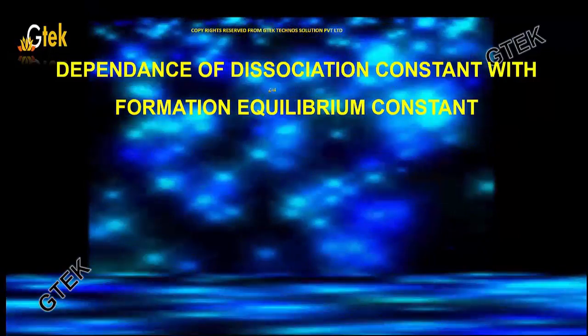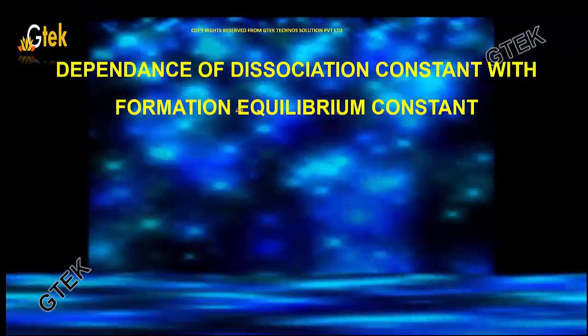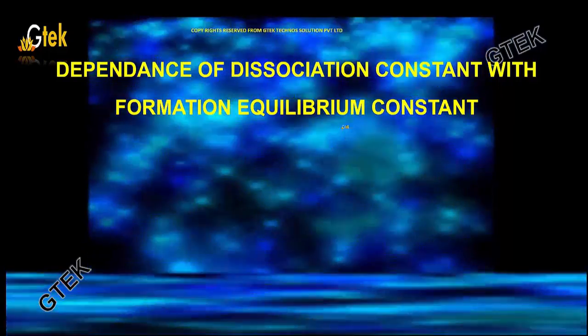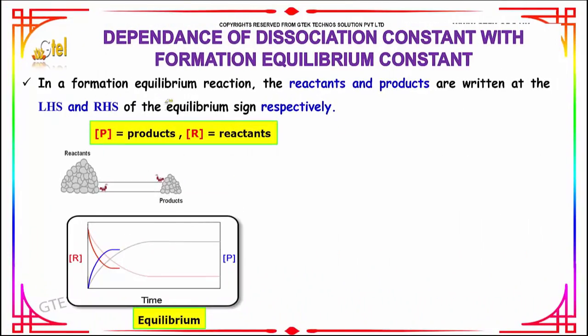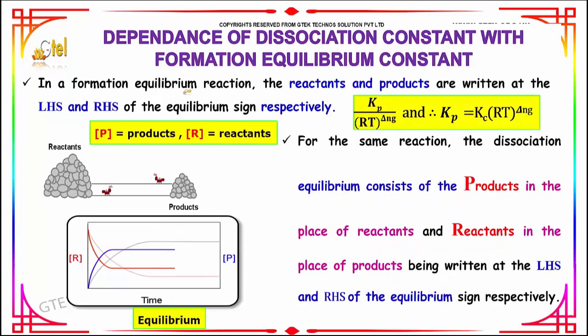Dependence of dissociation constant with the formation equilibrium constant. In a formation equilibrium constant reaction, the reactants and products are written at the LHS and RHS of the equilibrium sign respectively. So Kp is equal to Kc into (RT) power delta ng.